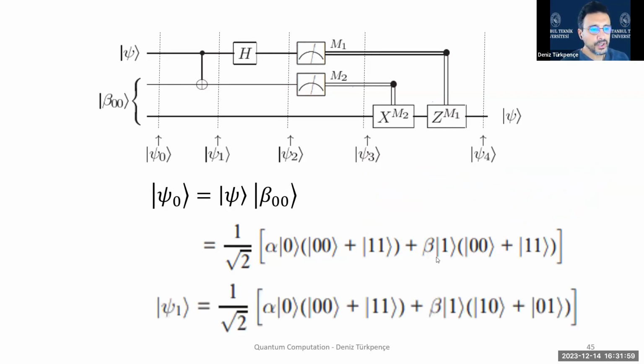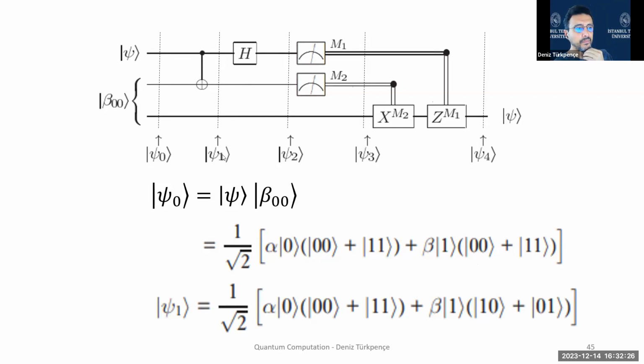So here, the difference from here to here should be in these terms. Here, this is the second qubit because it is in the second order. 0 has been flipped to 1, and 1 has been flipped to 0, just like here. And after this operation, I arrive with psi 1 here.